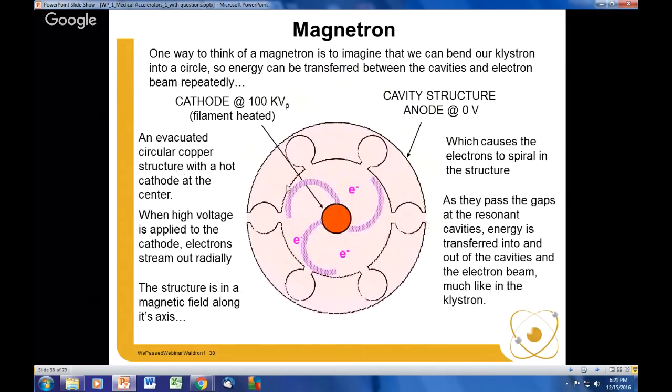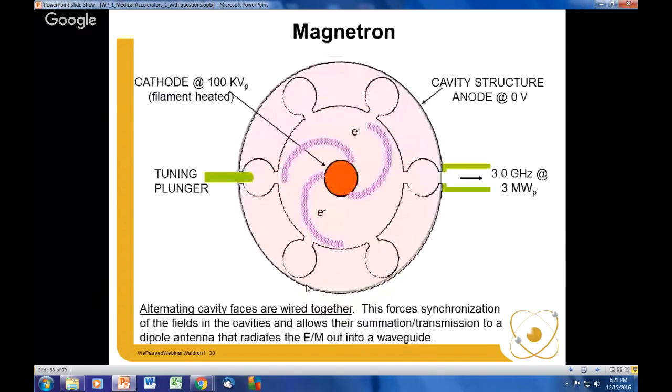Electrons are going to tend to circulate counterclockwise. Of course, if the magnetic field were the other way, they would simply circulate clockwise. And they're going to pass the gaps of these resonant cavities, which are here. And of course, the electrons are going to interact with charges in the walls of the cavity, not unlike the catcher cavity in the klystron. They're going to set up electromagnetic fields inside these cavities close to or at the natural resonant frequency of these cavities due to their particular size.